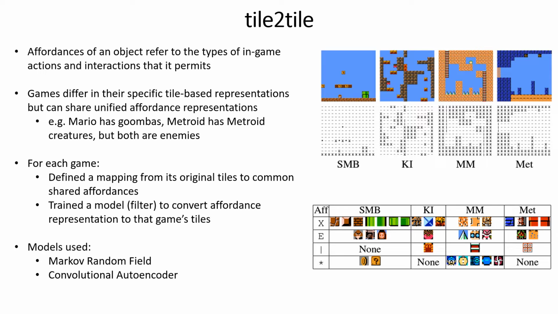And for each game, we defined a mapping from its original tiles to a set of affordances shared across all 4 games. And then we train a model for each game to convert from the affordances to that game's tiles. We use 2 types of models in this work to act as the filters in the tile-to-tile framework, namely Markov random fields and convolutional autoencoders, and I'll discuss these next.